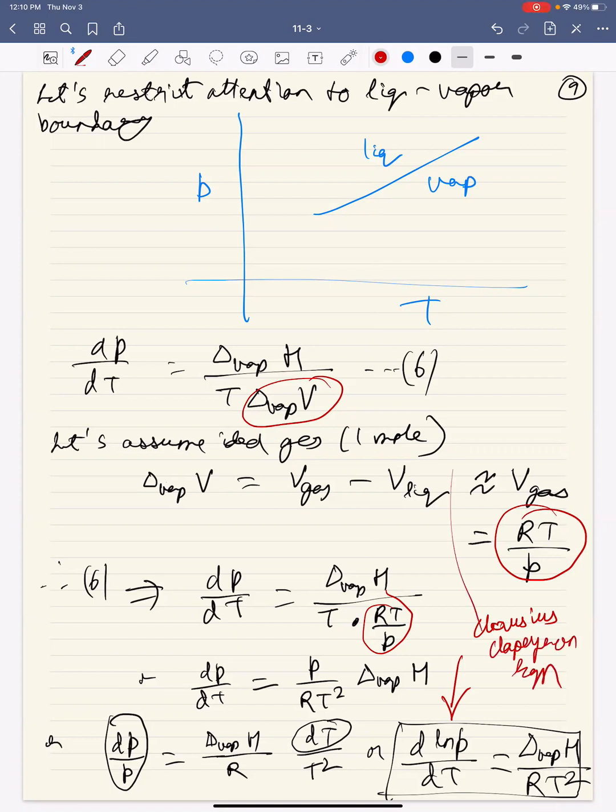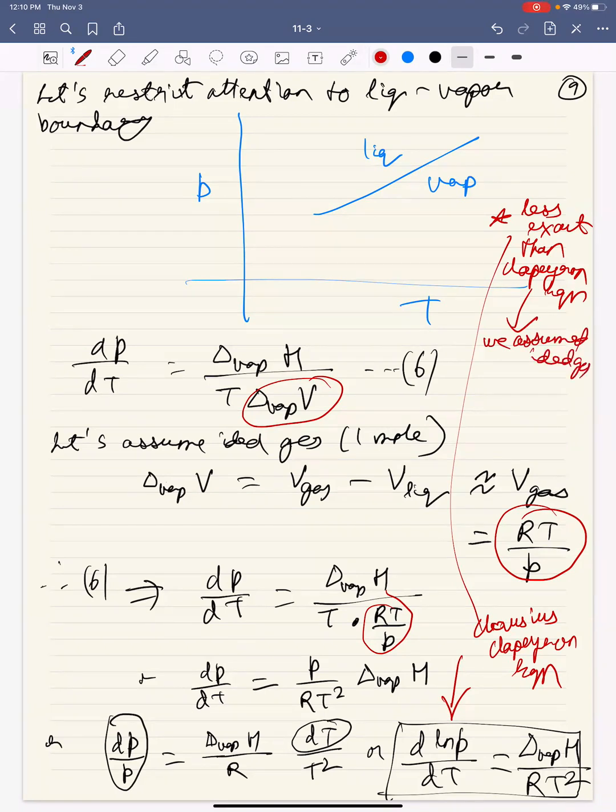This, number one, things to keep in mind, is less exact than the Clapeyron equation. Why is it less exact? Because we assumed an ideal gas, and we assumed that V gas minus V liquid is approximately V gas. So this is an approximation, but people use it a lot.